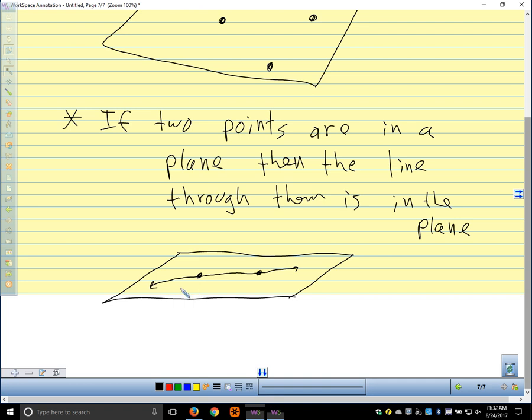Because if those points are infinitely thin, there's no way to angle it and get the line to go out of the plane. So those are our intersection postulates. And this is what we're going to start building on when we start actually doing geometry on Friday and moving forward. All right, questions on our postulates? Okay, I have some questions for all of you.